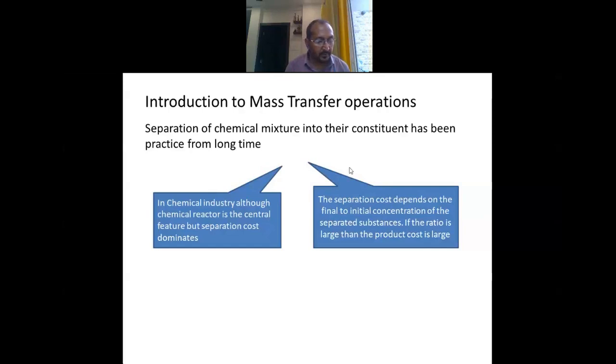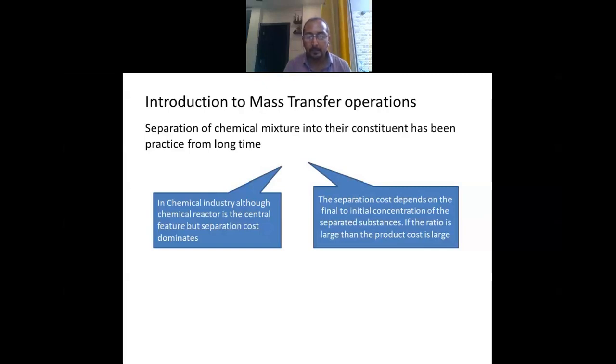So the importance of these operations is profound. There is hardly any chemical engineering process which does not require primary purification of raw material so that the chemical reaction should be proper, or final purification of product from its byproducts to remove the unreacted raw material. So these mass transfer operations are very important. And the separation cost depends on the final to initial concentration of the separating substance. If the ratio is large, then the product cost is large.